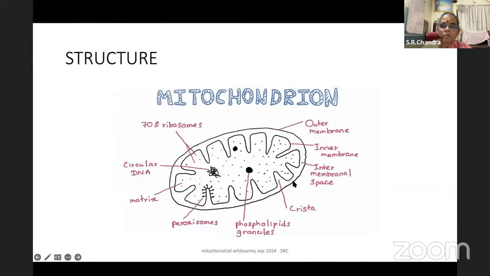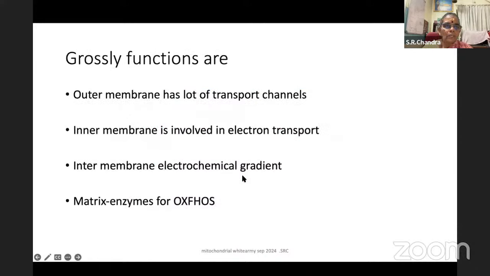Here you can see the outer membrane, the inner membrane, the cristae, the circular DNA inside. Then you have got the phospholipid granules, peroxisomes. Each one produces a different group of disorders. And you have got the inner membrane where ion channels are present. So grossly, the functions are: the outer membrane has lots of transport channels. The inner membrane is involved in electron transport. The intermembrane space, between the outer smooth membrane and the inner folded membrane, has an electrochemical gradient. And matrix enzymes form the oxidative phosphorylation system.